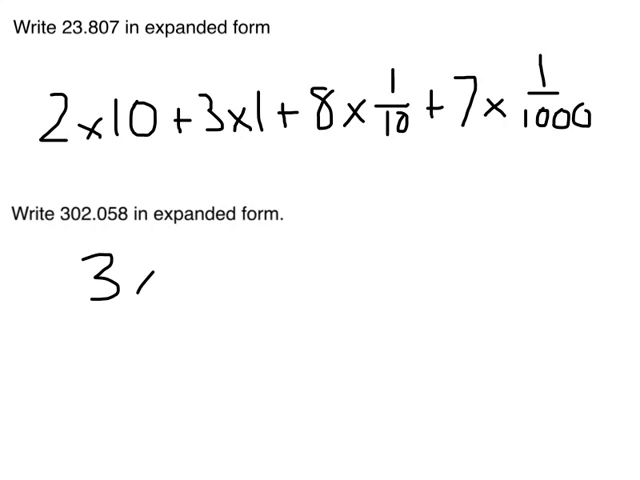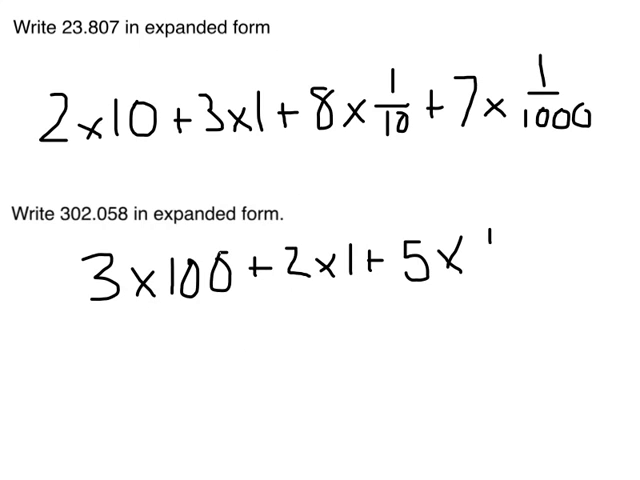Now let's write 302 and 58 thousandths in expanded form. Well, 3 is in the hundreds place, 2 is in the ones place, 5 is in the hundredths place, and 8 is in the thousandths place.